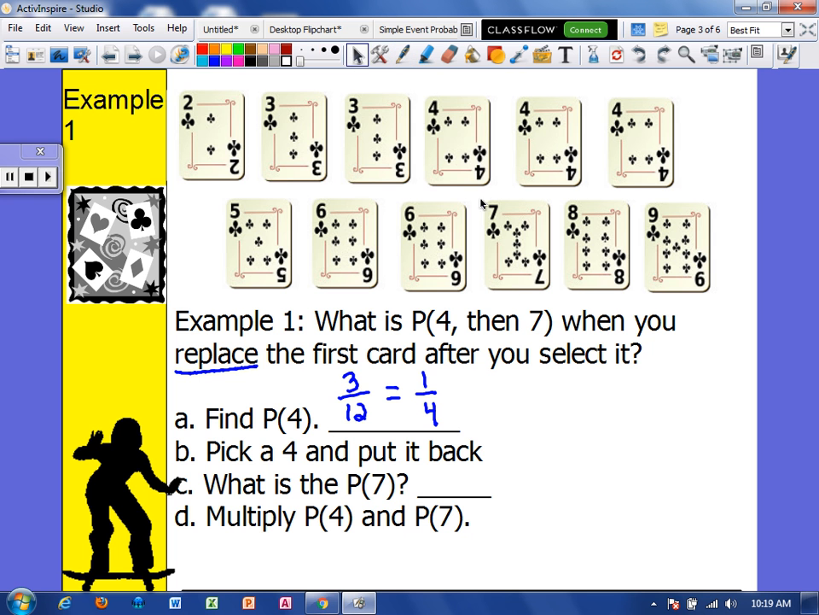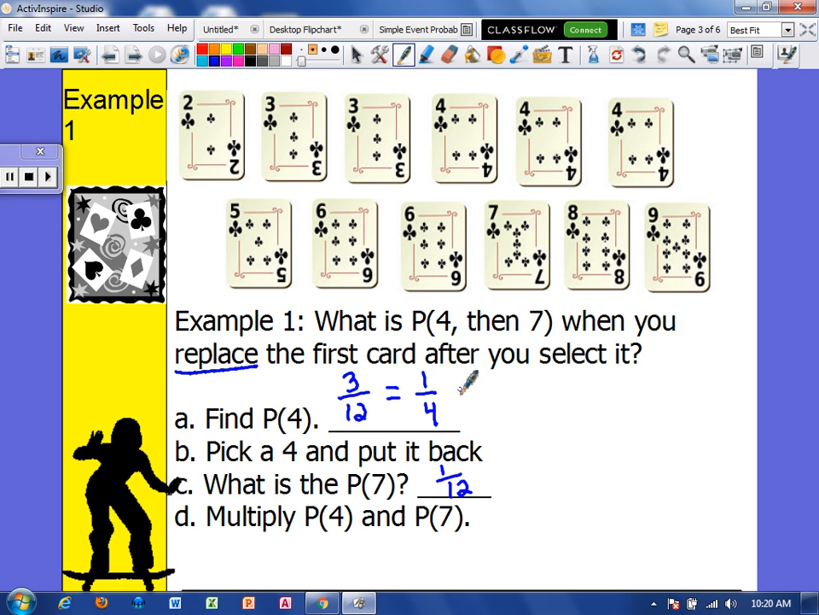So let's say that we did do that. We selected a card and we happened to get a 4. So then we're going to put the card back, and notice how everything looks exactly the same. So that's why it does not affect our next probability. So now we want to find the probability of drawing a 7. Well, there is only one 7 out of 12 cards. So the probability is 1/12.